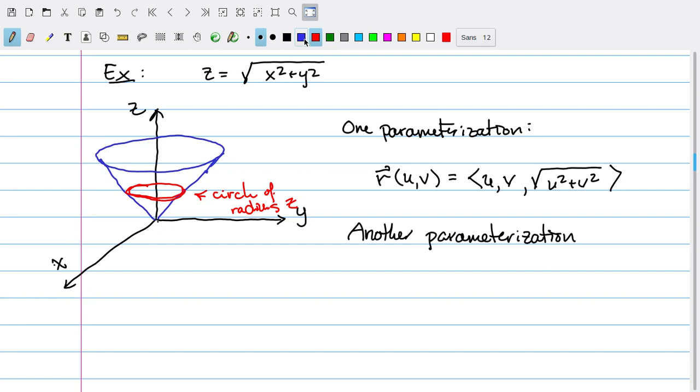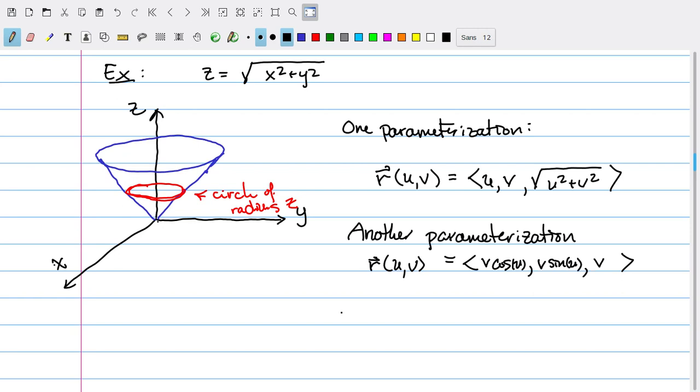So this gives me the idea for the parameterization, r of u v, where I'm going to let my v value be z. So z is just going to be v. And then at that particular point, I need to describe a circle centered at the origin of radius v. So I can do that with v cosine u, v sine u.